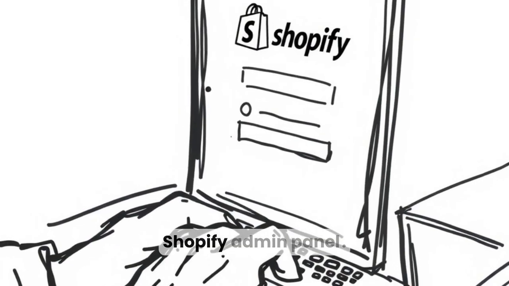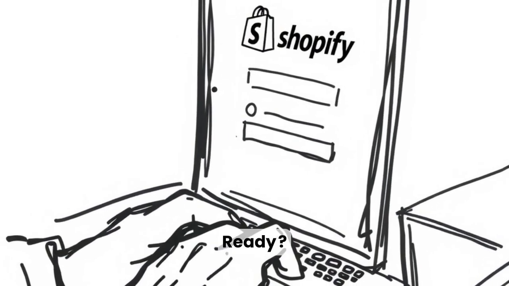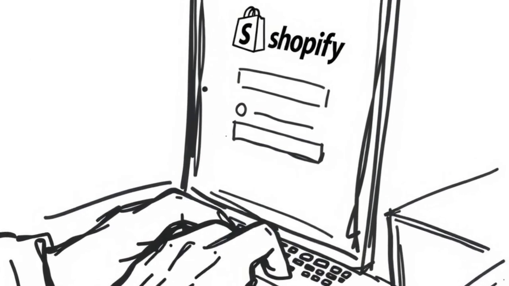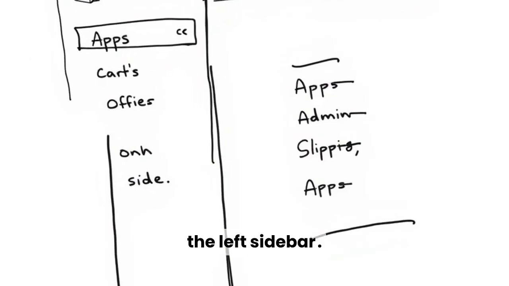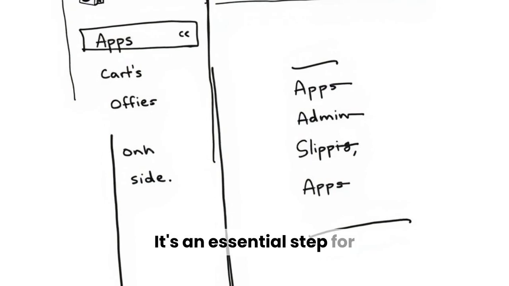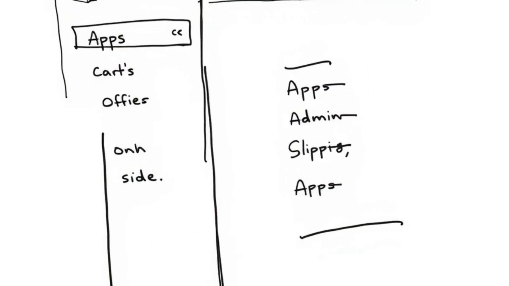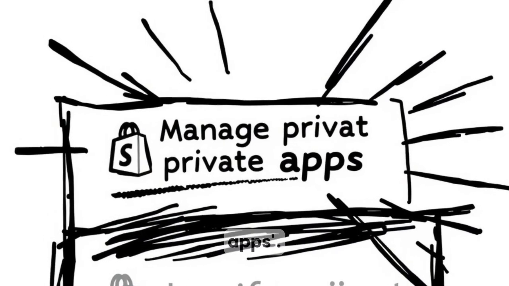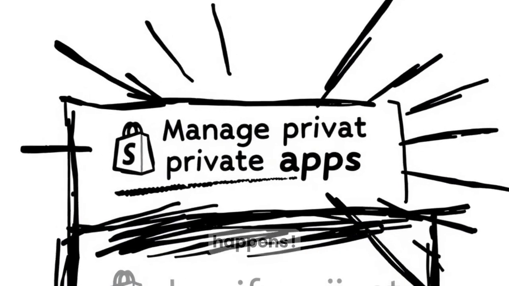First, log into your Shopify admin panel. Ready? Let's get started. Next, navigate to Apps on the left sidebar. It's an essential step for accessing API settings. Now, click on Manage Private Apps. This is where the magic happens.